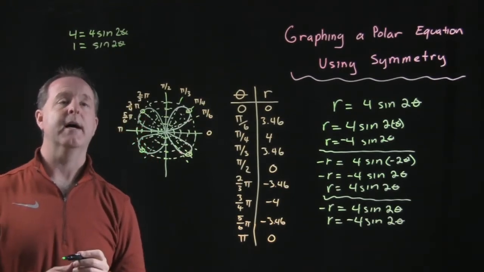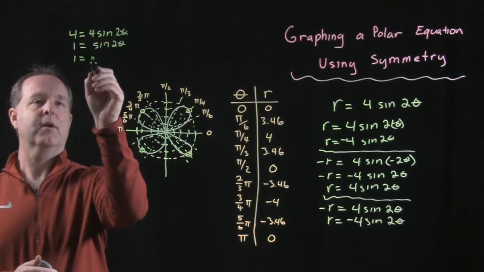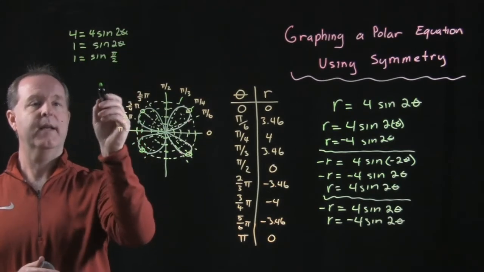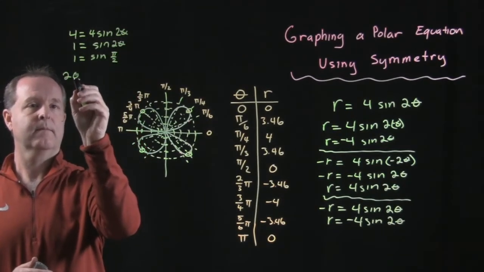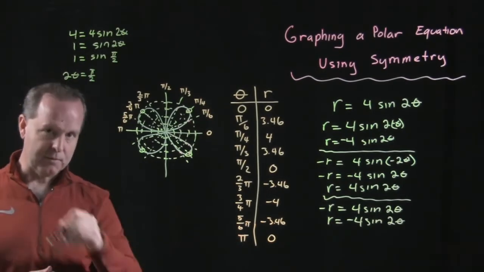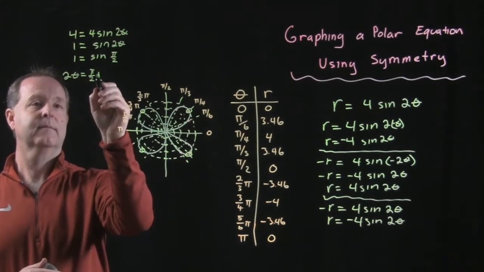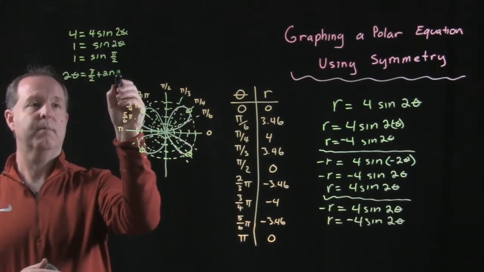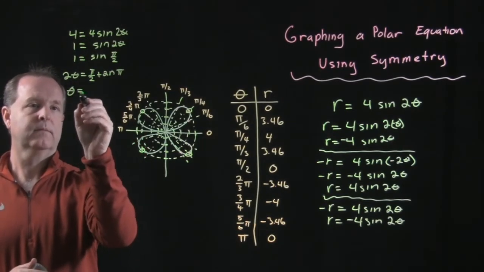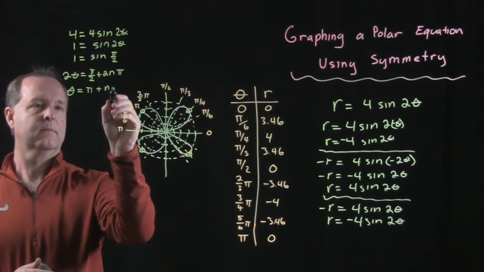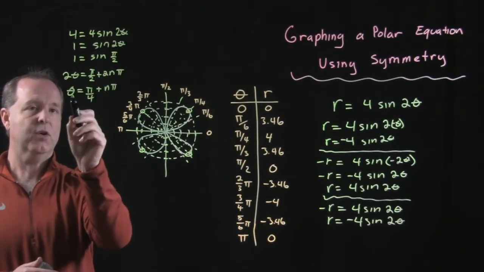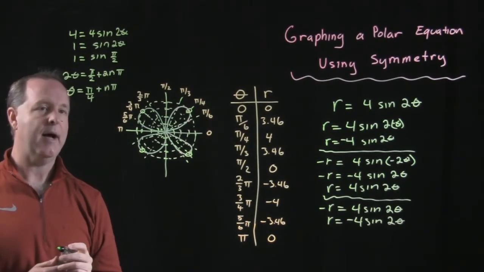That occurs at pi halves. So then I know that 2 theta equals pi halves, and it occurs again every 2 pi beyond that, so plus 2 pi n. Solving for theta, divide both sides by 2. And so I know that this is true at theta equals pi fourths plus n pi.